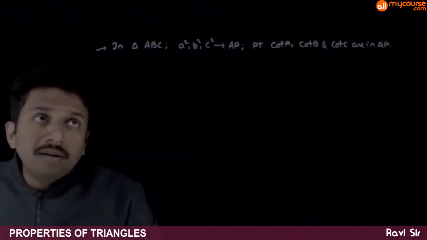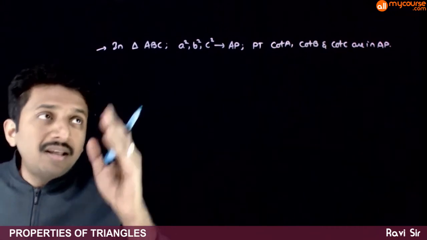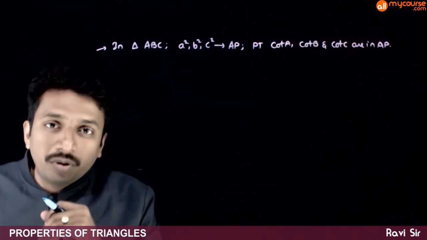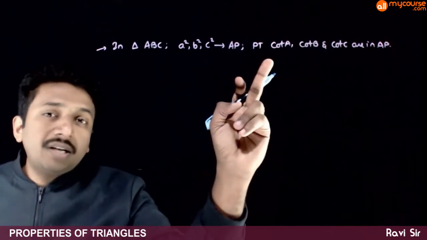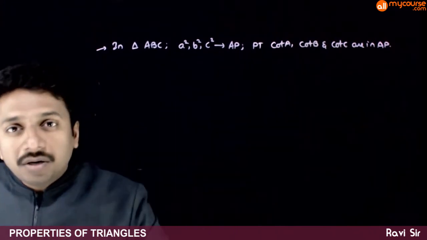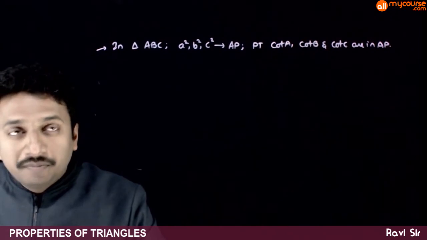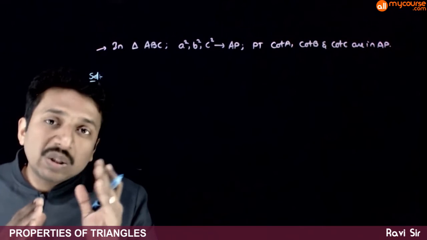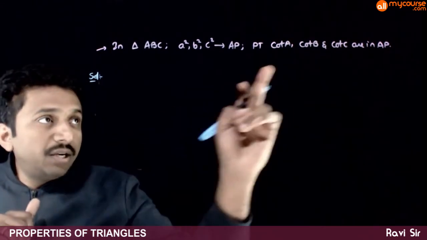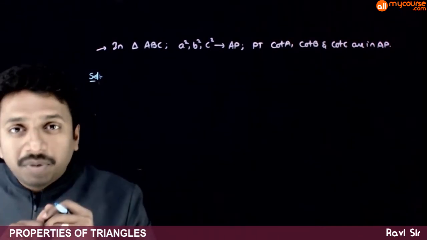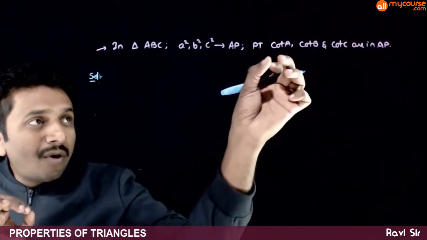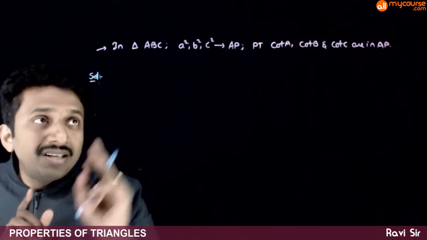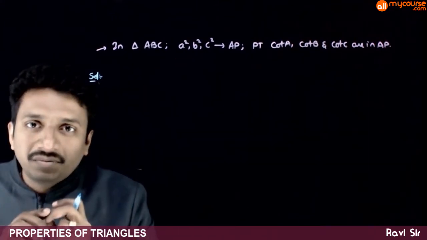Thank you. In this question, given that in a triangle ABC, a square, b square and c square are in arithmetic progression, you need to prove that cot A, cot B and cot C are also in arithmetic progression. So let us first try to analyze what we need to prove. We need to prove that cot A, cot B, cot C are in AP. So let us see what cot A is in terms of a square, b square, c square, because the given information is in terms of a square, b square, c square.